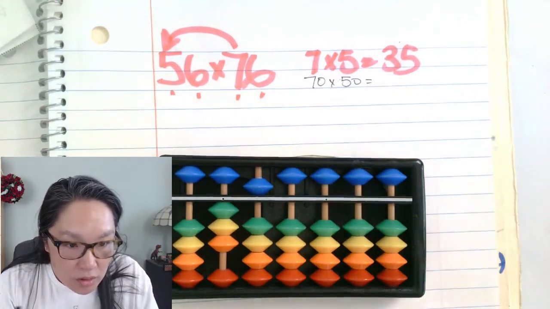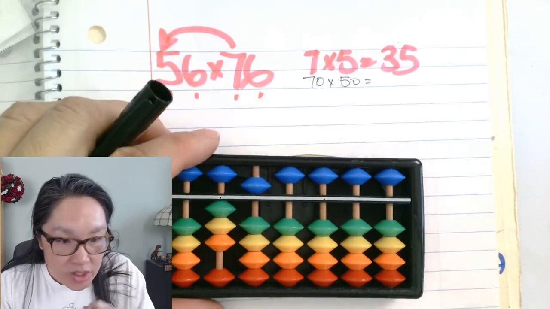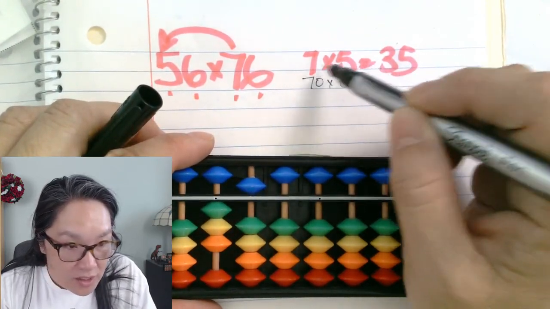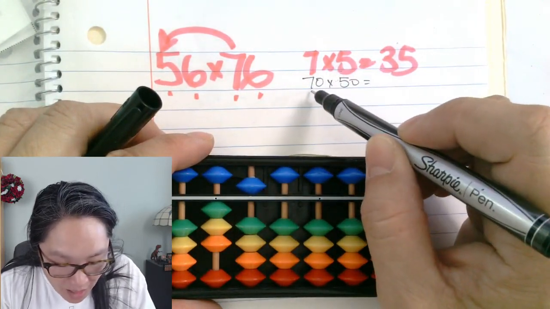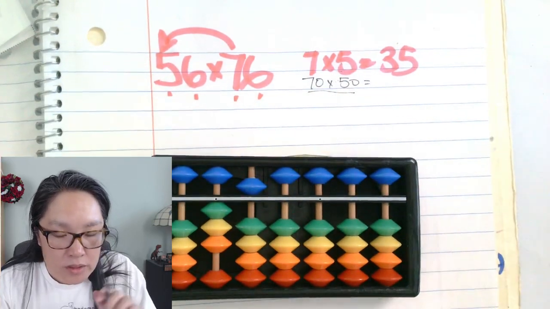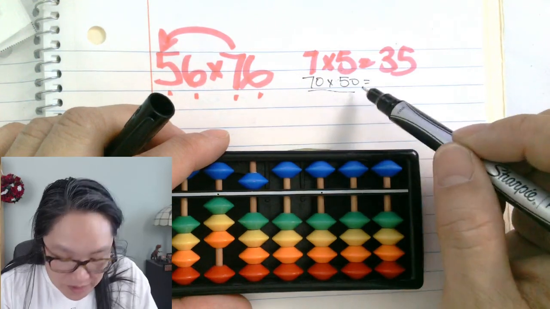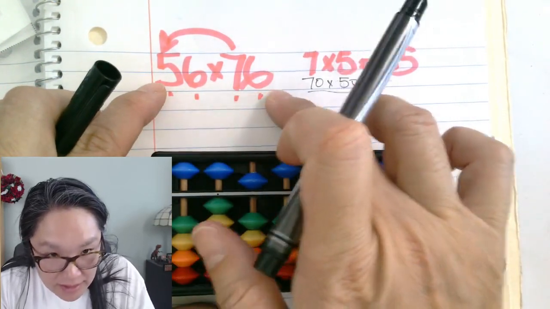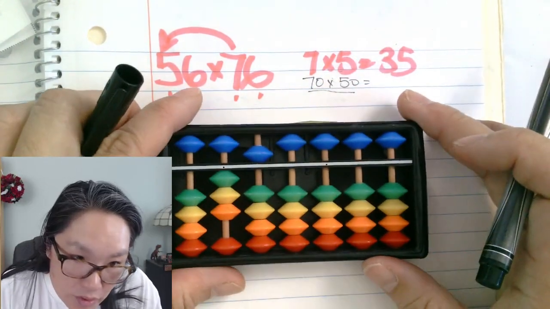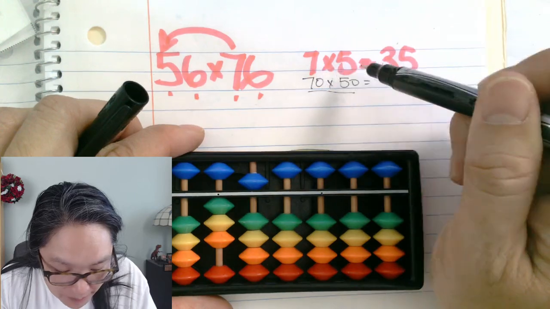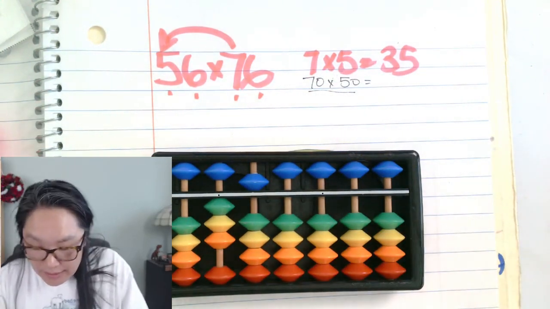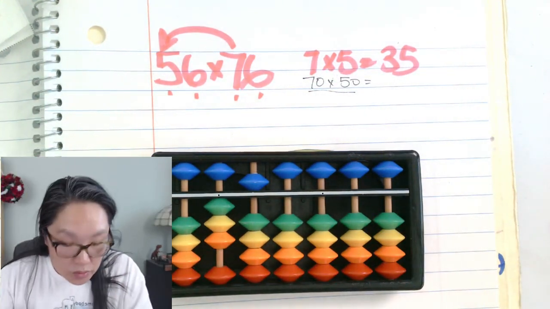So in school, we're teaching the kids multiplication facts. You need to know this. But then we start going into new math, and you need to add 70 plus 50. Why? Because it's 50 and then 70. But in abacus, we don't need to do that. We just need to do 7 times 5 is equal to 35, and then let the abacus do what it needs to do.